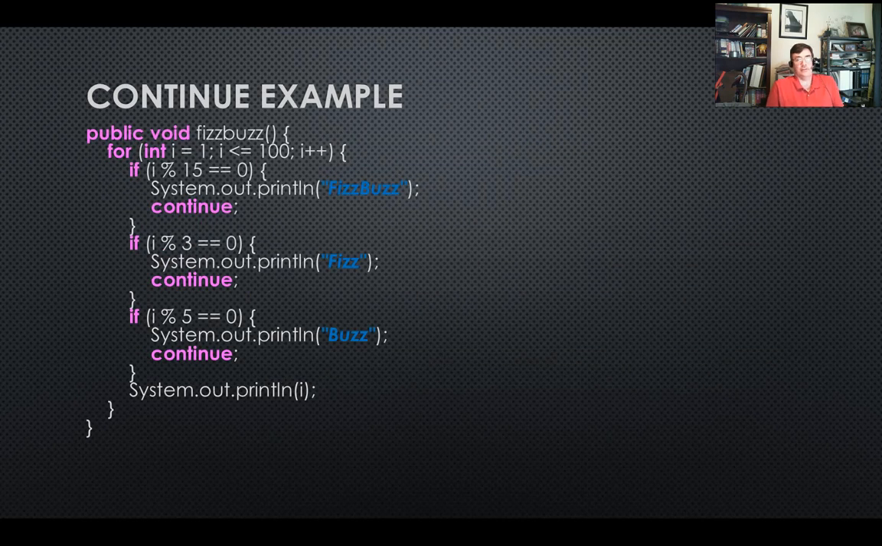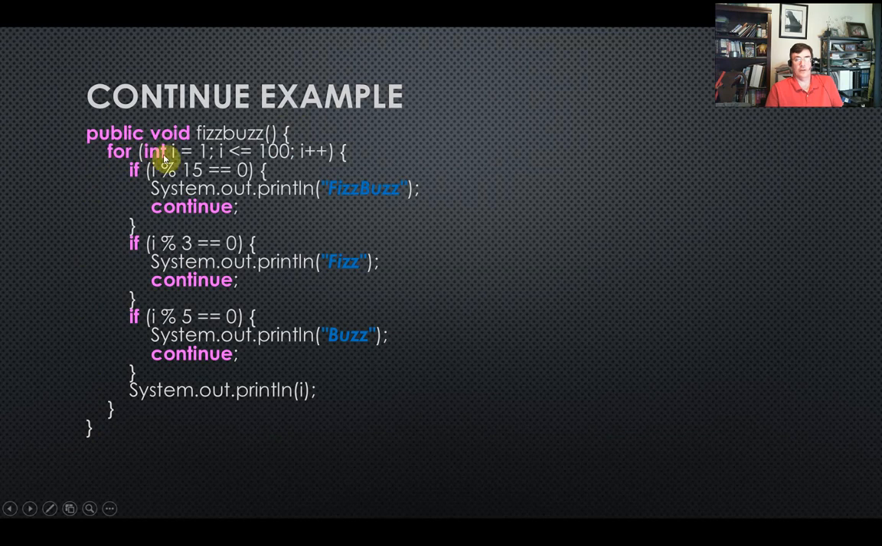So let's look at an example using continue. This is a method called fizzbuzz. So fizzbuzz is a method that has a void return type. It doesn't return anything, and it's declared public. It takes no parameters, and we can see the open curly brace here lines up with the closed curly brace all the way down here. So that declares the method body.